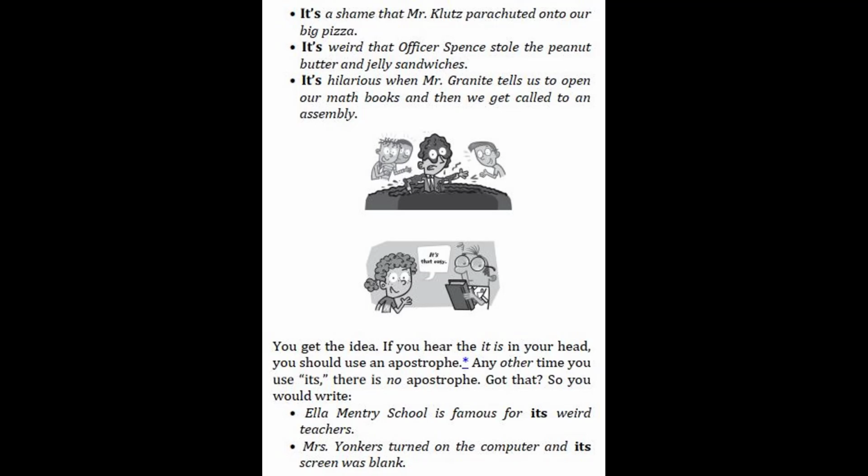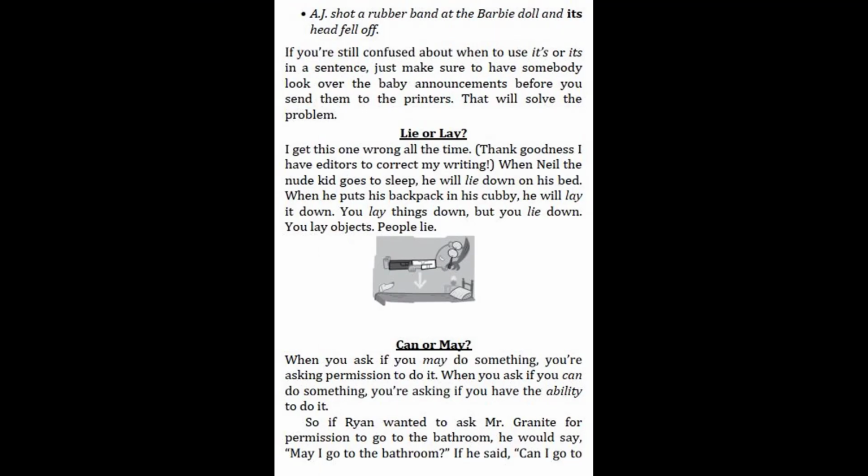Got that? So you should write, "Elementary school is famous for its weird teachers. Mrs. Yonkers turned on the computer and its screen was blank. AJ shot a rubber band at the Barbie doll and its head fell off." If you're still confused about when to use "it's" or "its" in a sentence, just make sure to have somebody look over the baby announcements before you send them to the printers. That will solve the problem.